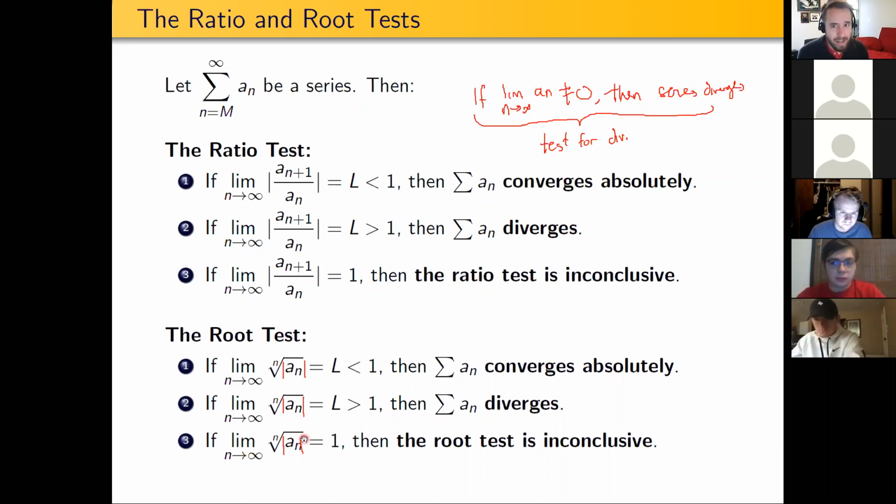So I love talking about both of these tests in the same breath because the conclusions that we're drawing are very similar, right? In fact, the conclusions are identical.